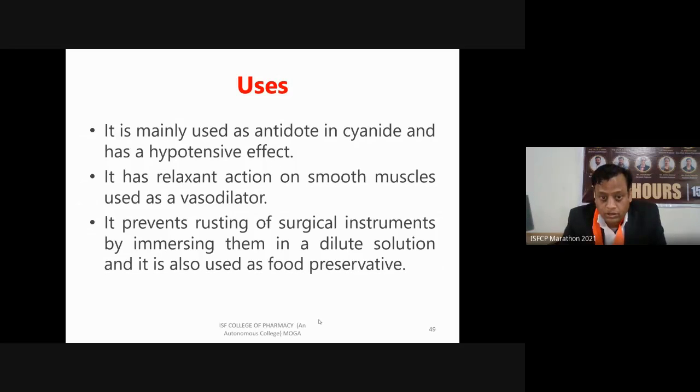Rusting of surgical instruments can be prevented by using sodium nitrite. When we use these instruments, we immerse them in a dilute solution of sodium nitrite, so that further prevents the rusting of these instruments. It is also used as a food preservative. So it is used in food preservation also.